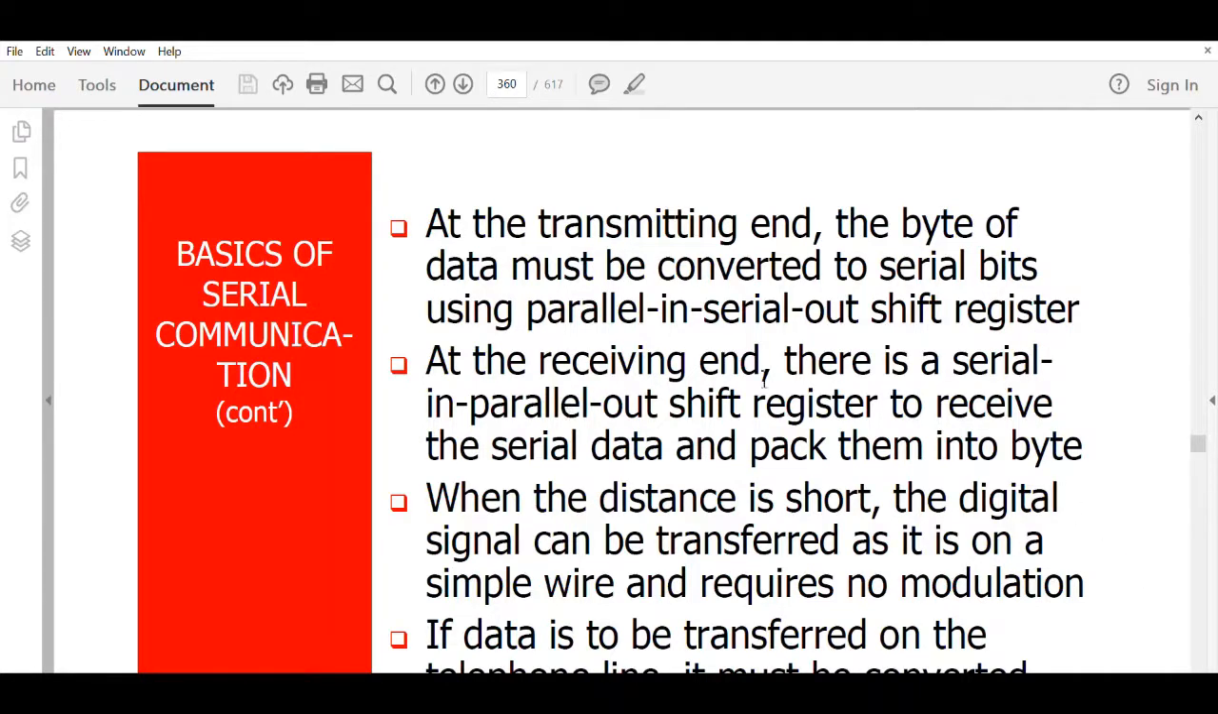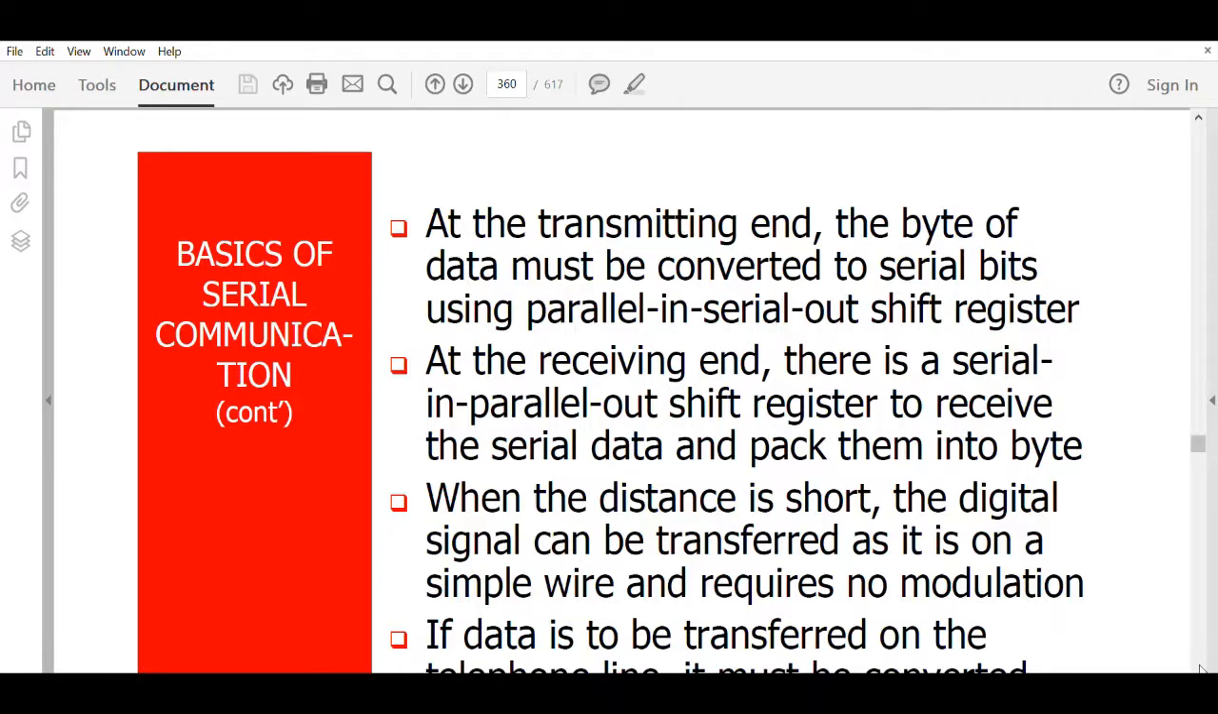And at the receiving end, you have the serial in parallel out. So it will be receiving in the serial fashion. PISO is the shift register in the transmitting end, and you have the reverse, that is the SIPO shift register in the receiving end. So it is parallel in serial out at the transmitting end and serial in parallel out in the receiving end.